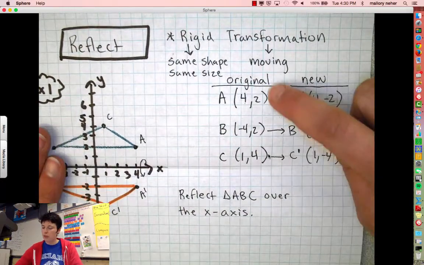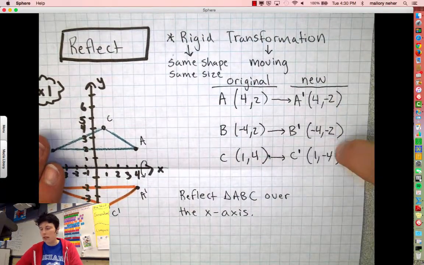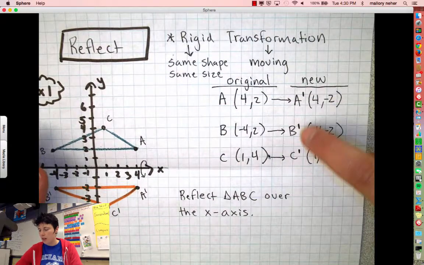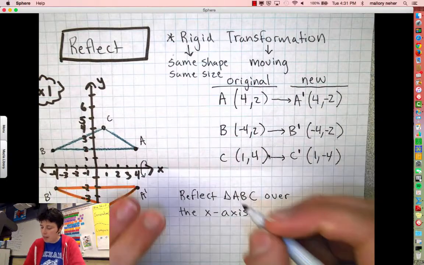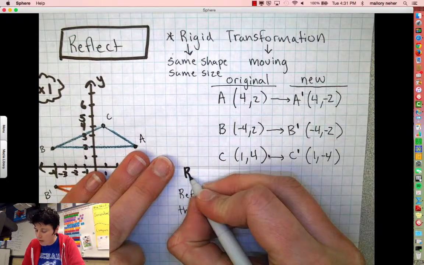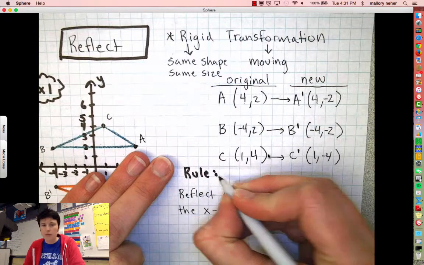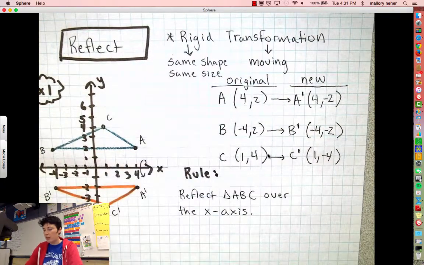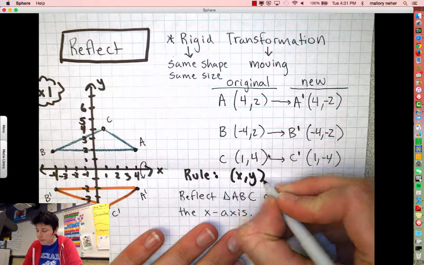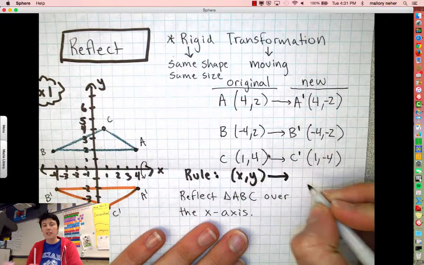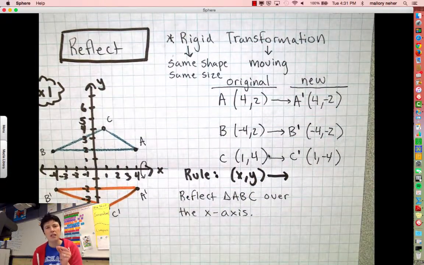And so we label our work like this. We show the original points, we show the new points, we write prime symbols, A prime, B prime, C prime, and then if we can, we try to write a rule for this transformation. So that's my last step here: what is the rule for this transformation? Looking at the points, each point has an X number and a Y number. And what happens when we reflect it?